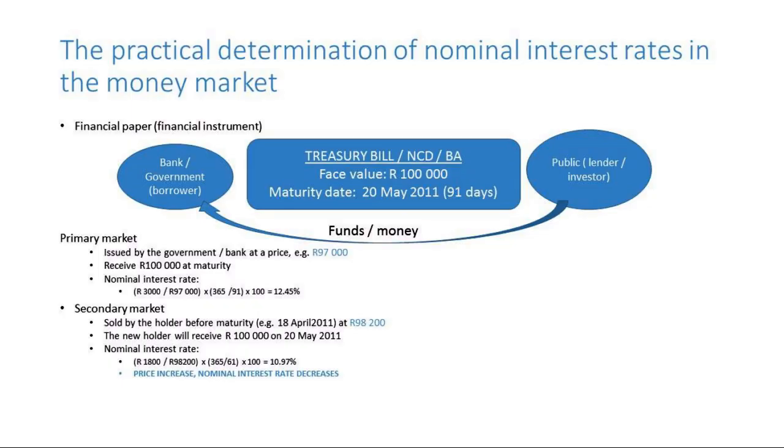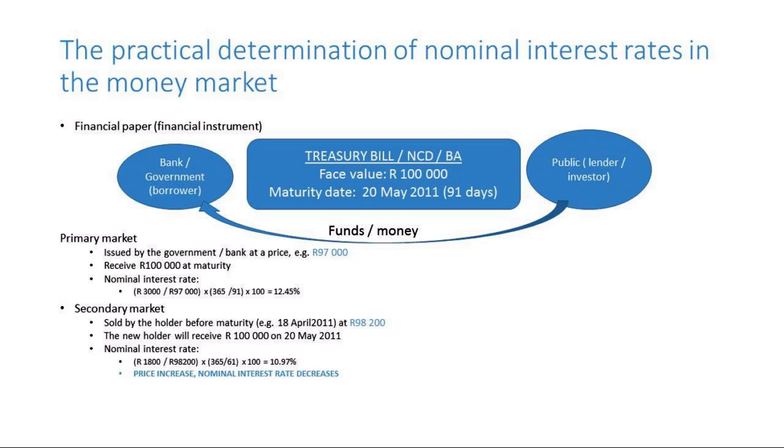So whoever holds this value paper can, after 91 days, return it to the government or the bank who issued it, and they will receive 100,000 in return. So what is the interest rate that they earn? It's the 3,000 Rand that they get from the difference between the face value and the issue price, and you express that as a percentage of that initial price at which it was sold, and that gives you an interest rate of 12%.